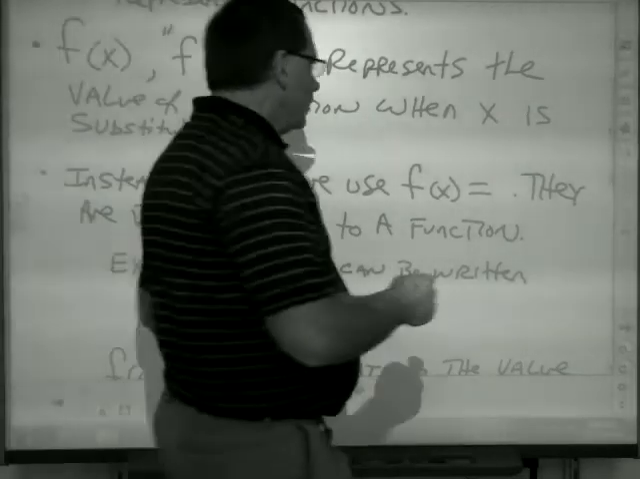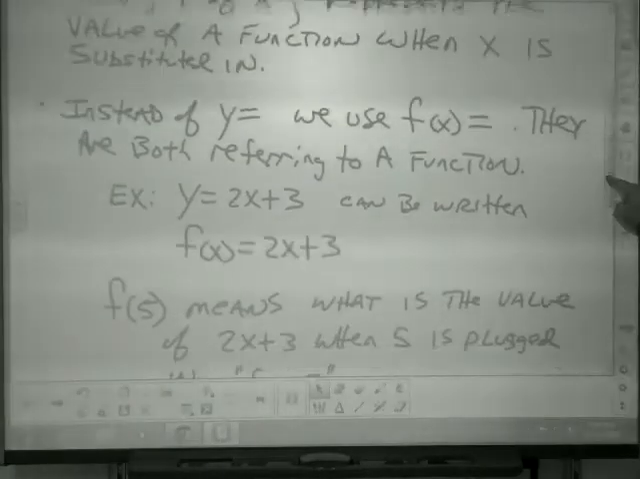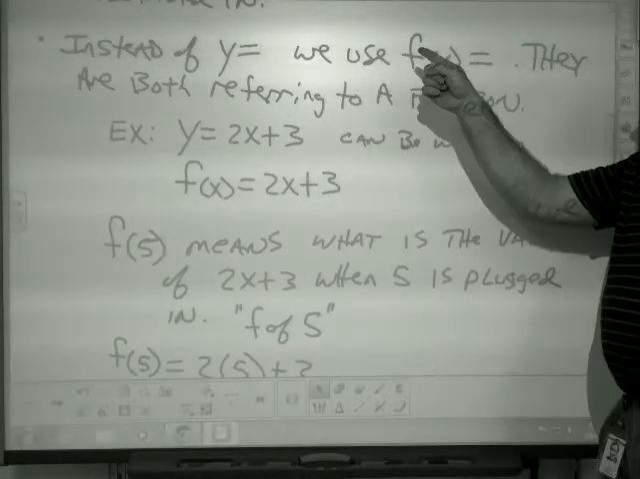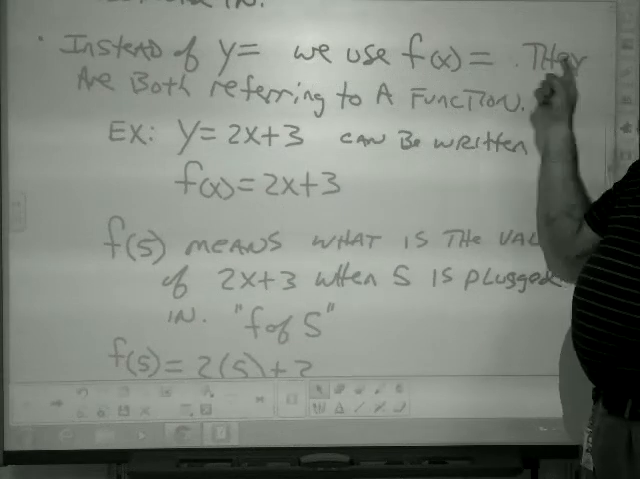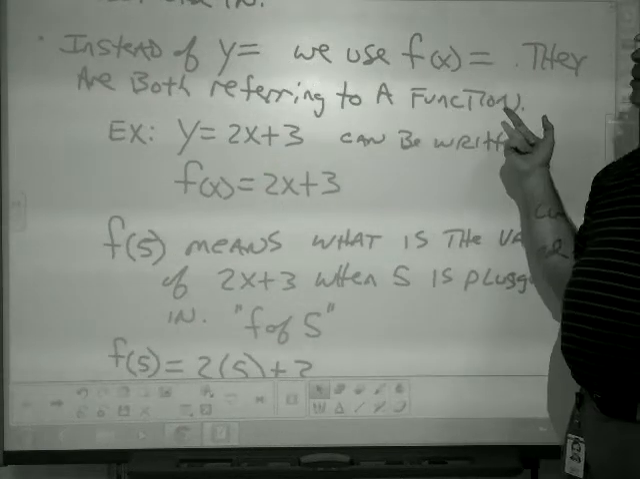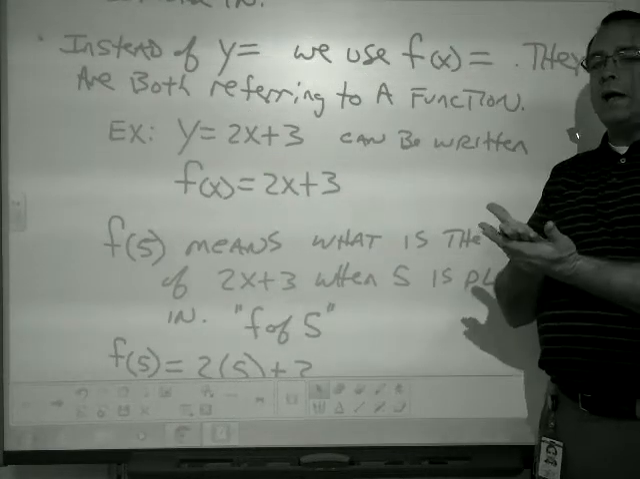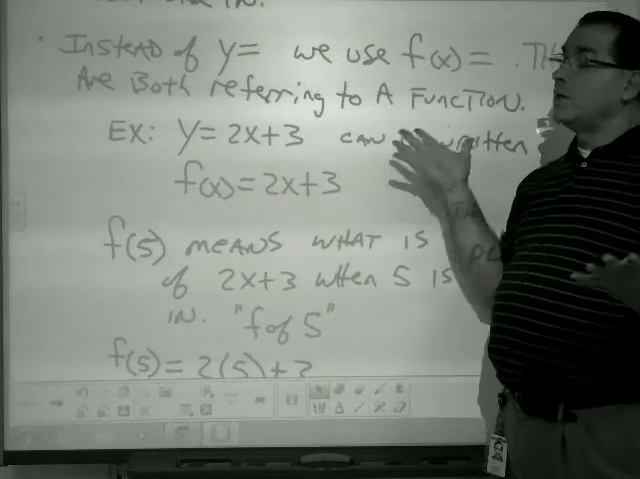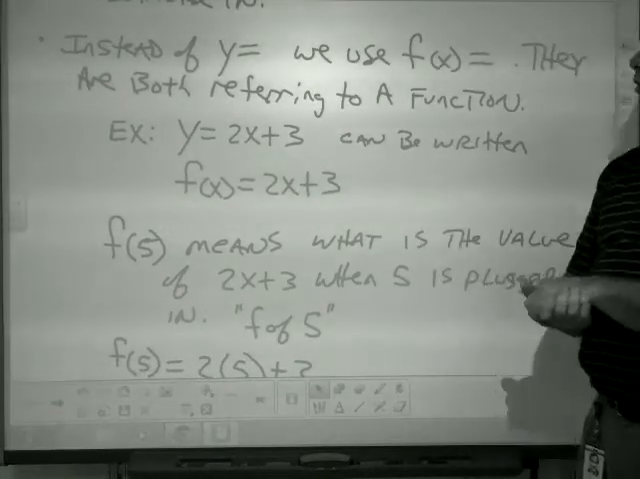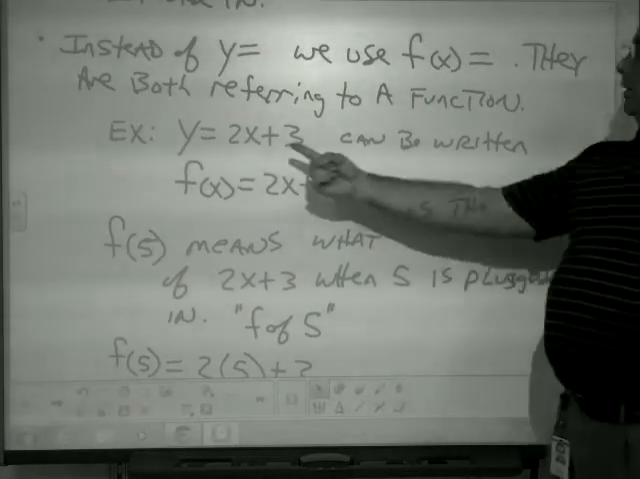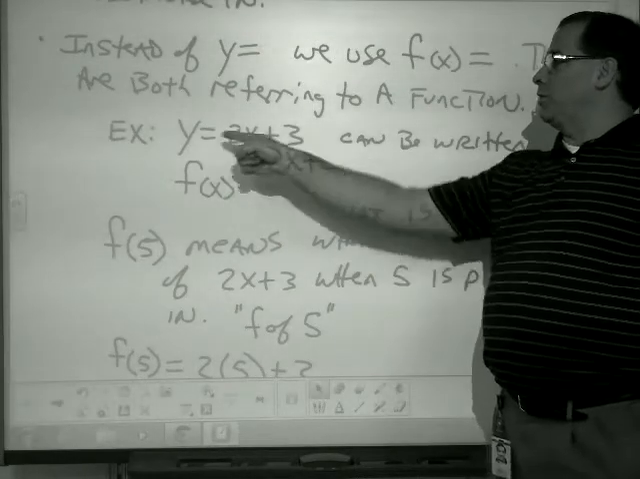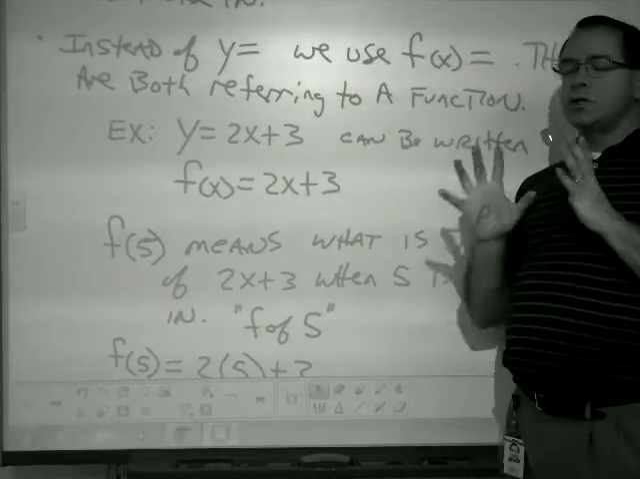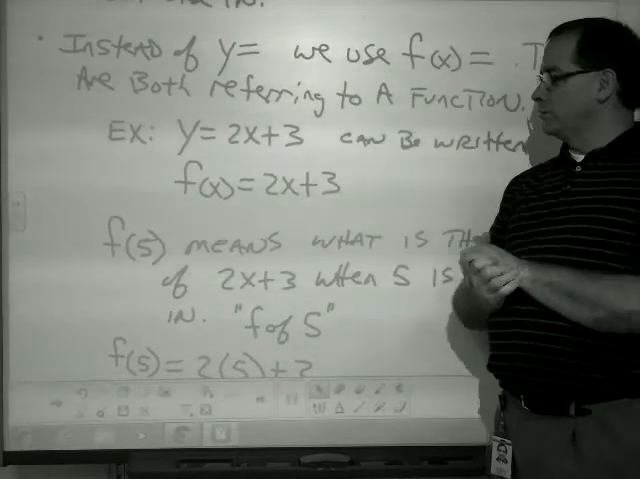So instead of writing y equals, we now write f of x equals. All right? They're both referring to a function, but instead of putting the letter y there, we put f of x. Think f of x is like the same thing as y, but it's just a different way to write it. So if I have y equals 2x plus 3, I can also write it as f of x equals 2x plus 3. It's just a different notation that we're using.